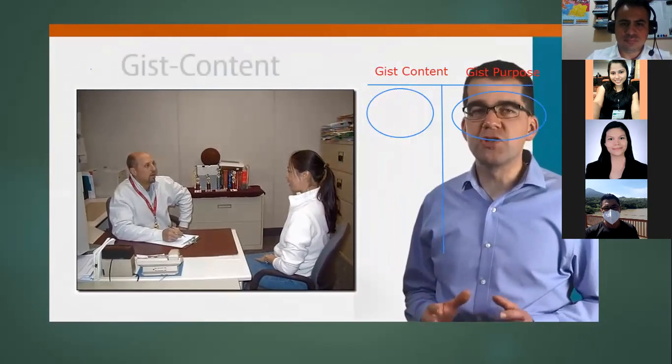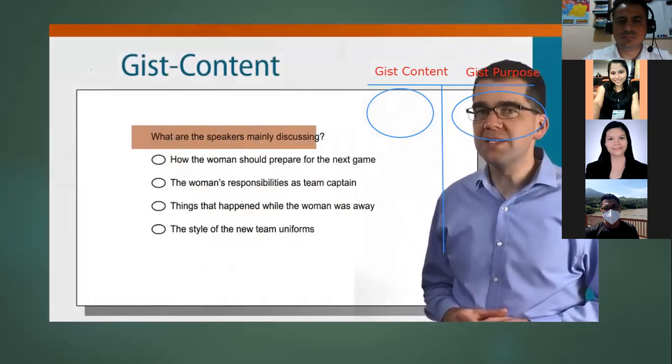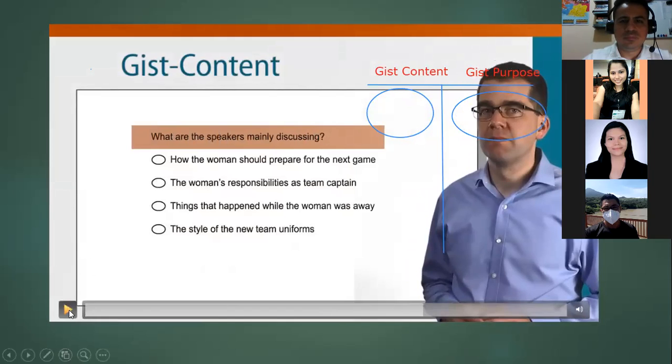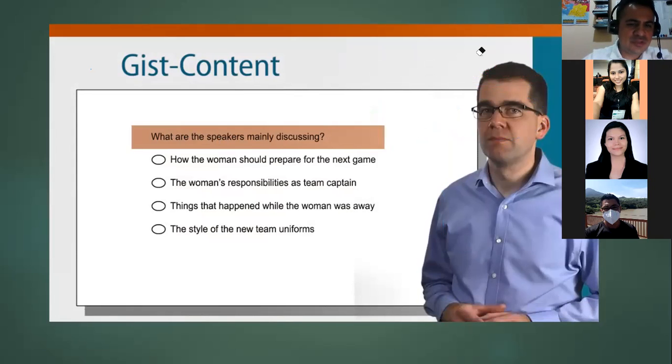So an example of a gist content question for this passage is, what are the speakers mainly discussing? Okay, let's try to answer that question. What is the speakers mainly discussing? A, how the woman should prepare for the next game. B, the woman's responsibility as team captain. C, things that happened while the woman was away. And D, the style of the new team's uniform.